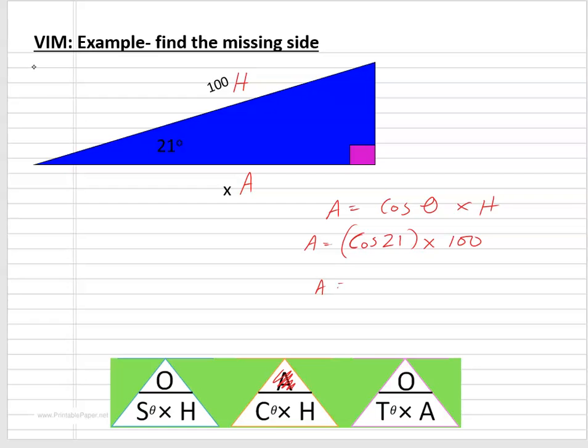So my adjacent is 93.58. And we write it as x because that's what they've called it: 93.58 to 2 decimal places. Okay, so press pause, please, while you copy that down.